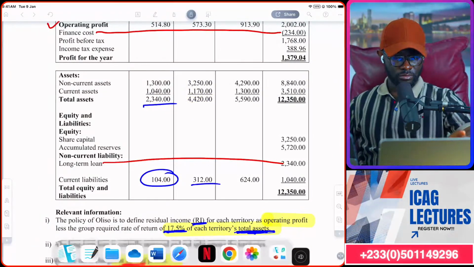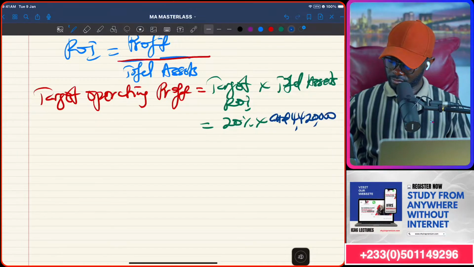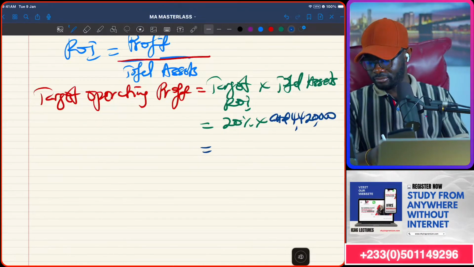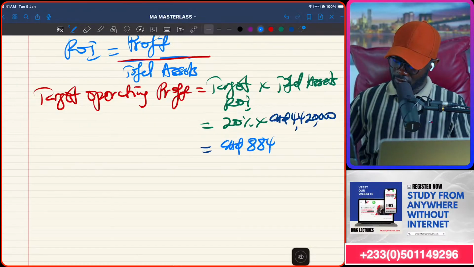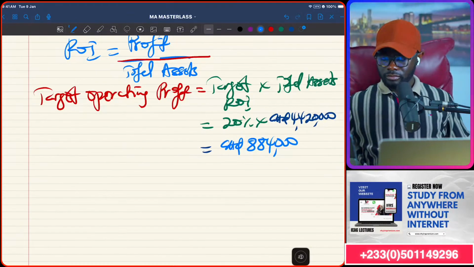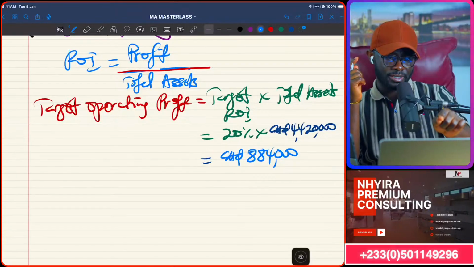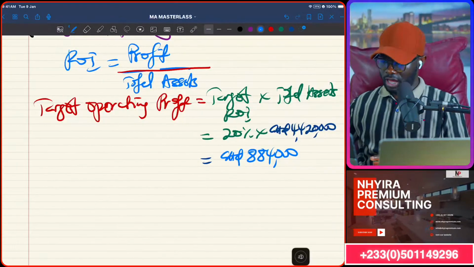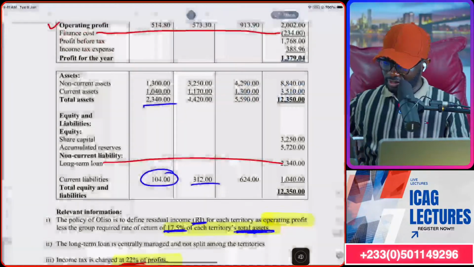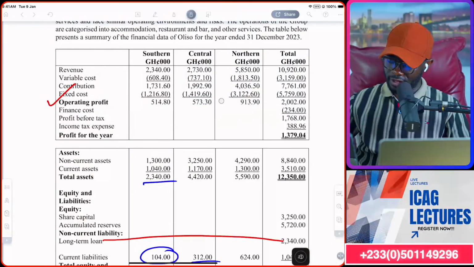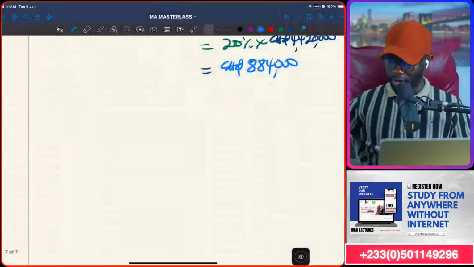which is 4420. And so 20% of that, and that is 884,000. Stay with me. So if they want to make an ROI of 20%, then the total operating profit has to be 884. The question we then have to ask ourselves is, what is the profit they are currently making? It is 573. So what will be the increase in the operating profits to achieve that ROI?